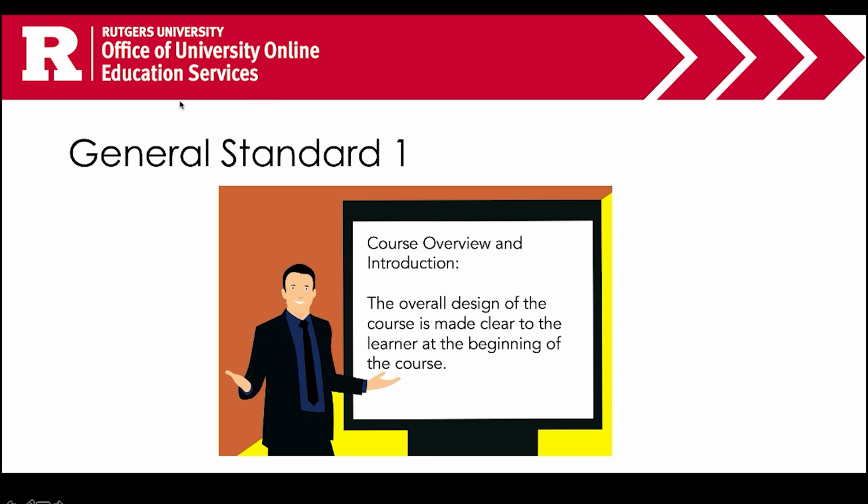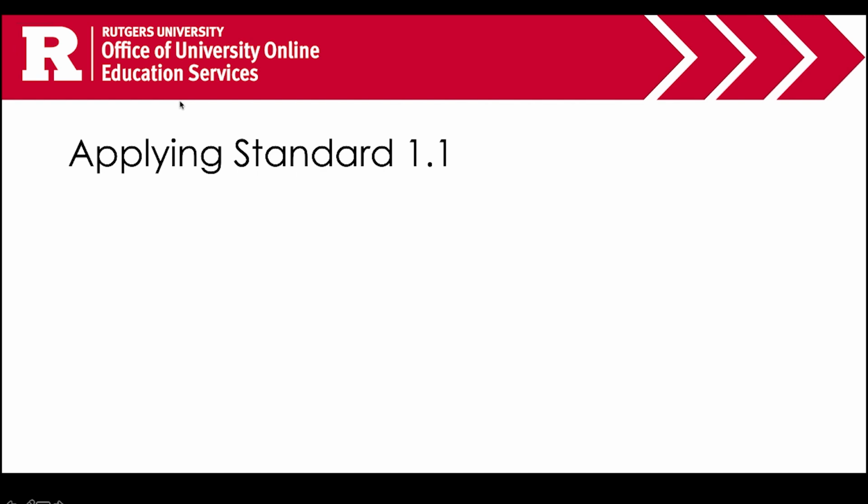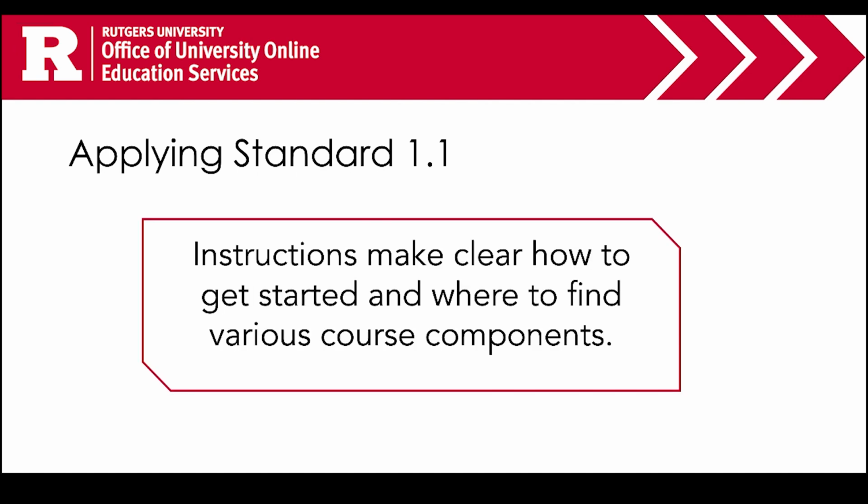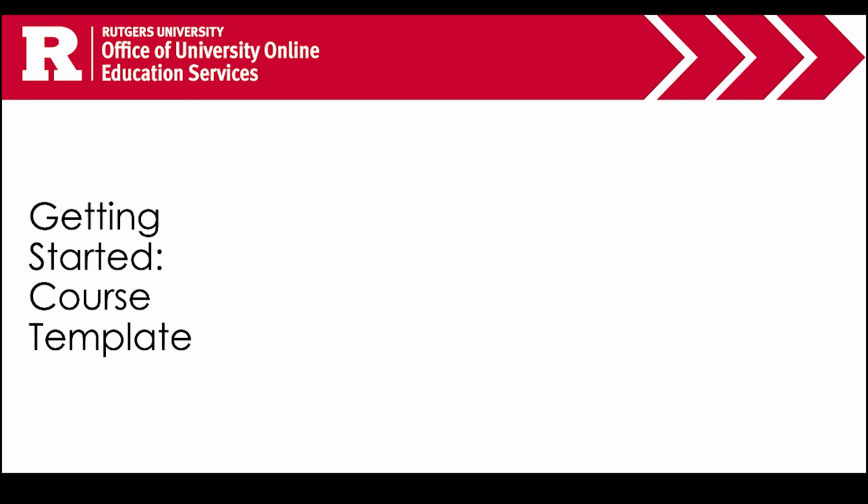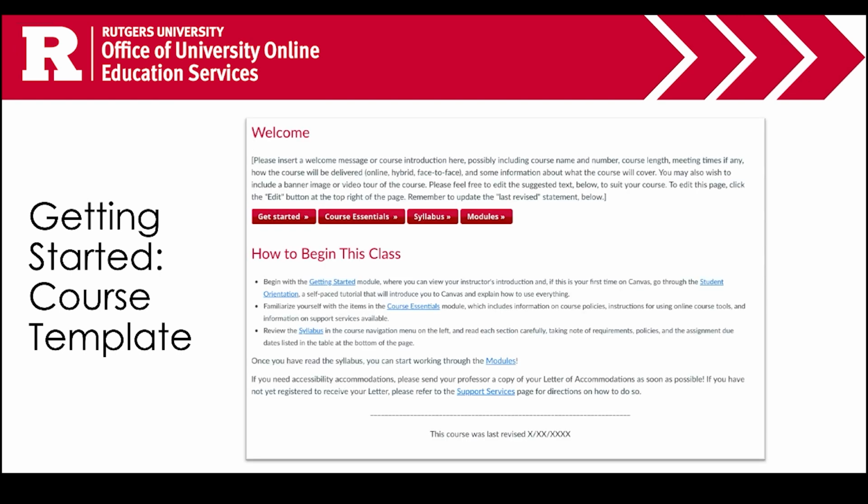In order to apply General Standard 1 to your course, let's look at Specific Review Standard 1.1, which recommends providing clear directions on how to get started in the course. Our department created a template designed for instructors to import into their courses, and it serves as a pretty detailed example. There is a course description followed by 4 buttons that direct students to the Getting Started module, the Course Essentials module, the syllabus, and the weekly modules for the course.